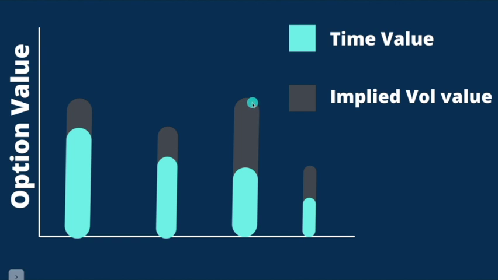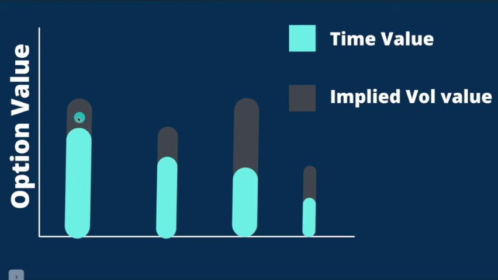And that's because implied volatility actually expanded. Okay, so as time goes on, time will always be decreasing, and that's what you see here. But implied volatility can contract and expand while you're buying or selling options.